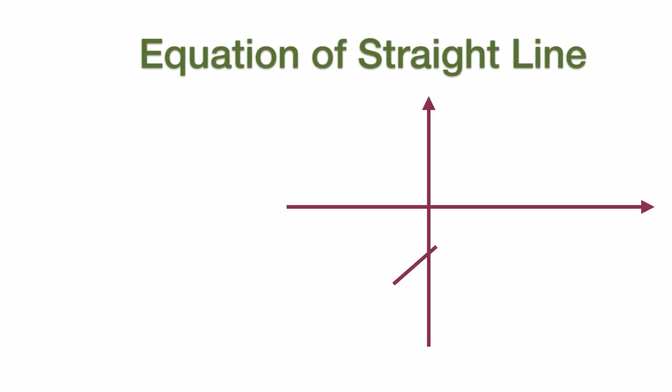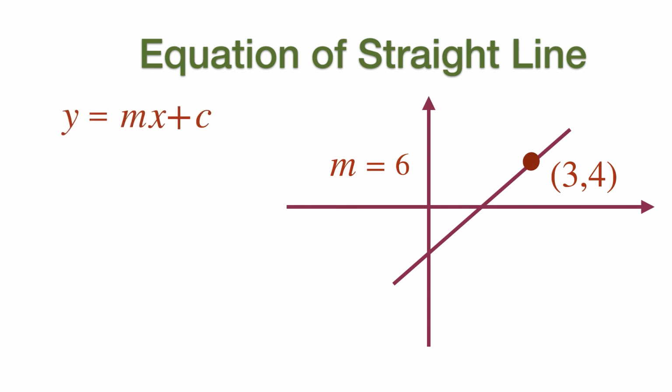It is also possible to work out the equation of the line when given a gradient and a point on the line. For example, suppose this line has a gradient of 6 and passes through point (3, 4). We start by writing the general equation of a straight line, which is y equals mx plus c. However, we are also given that the gradient is 6, so we know that the equation of the line will be of the form y equals 6x plus c.